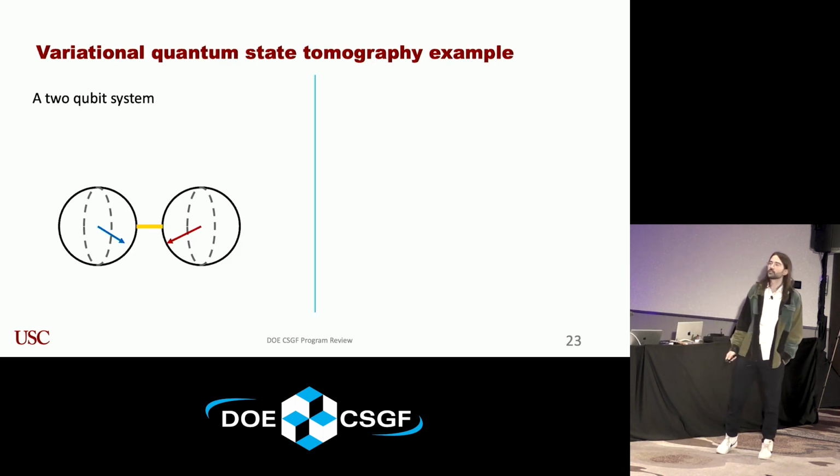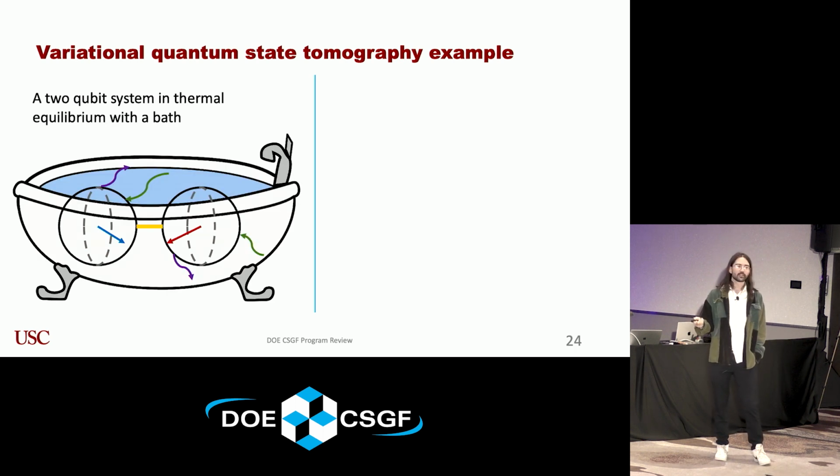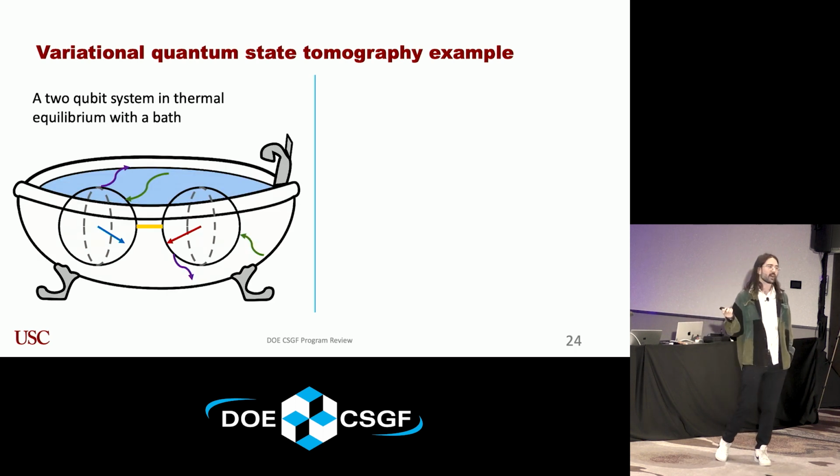So to put this into perspective, I just wanted to give an example. Let's say we have a 2-qubit system, which roughly looks like 2 Bloch spheres, but not really. I put this connection to indicate that there's something else going on, but don't worry about it. I'm thinking about this as a realistic quantum state, which is coupled to a bath. So it's in thermal equilibrium.